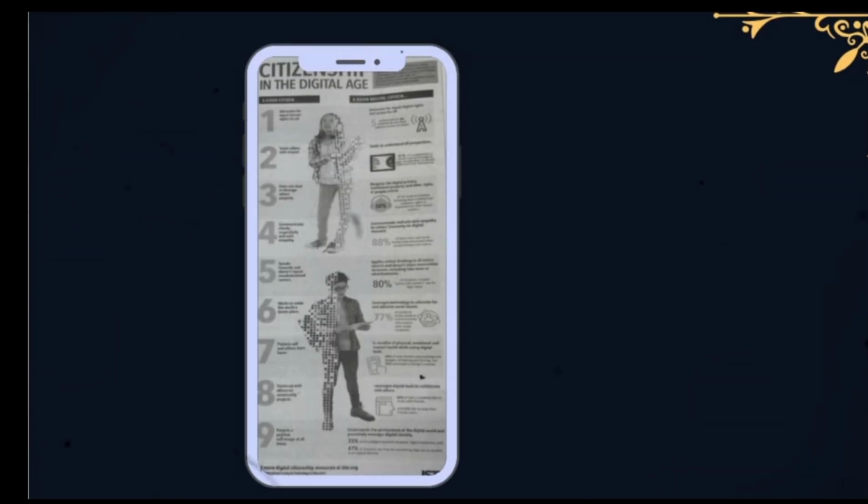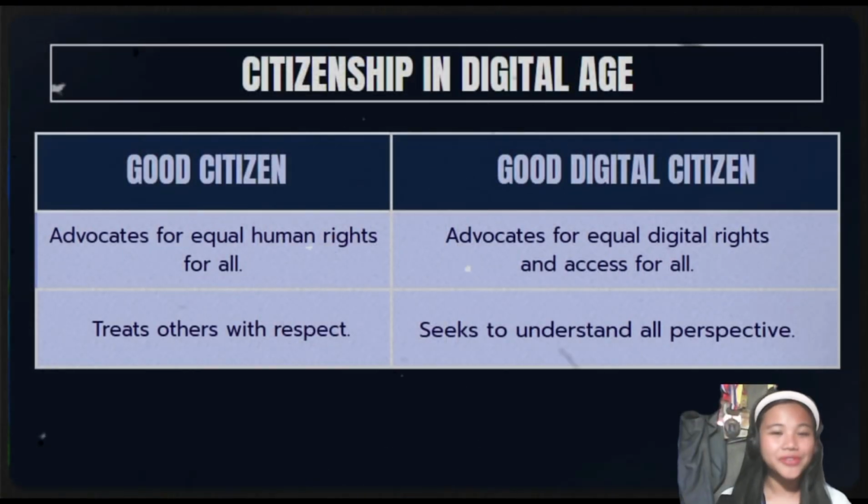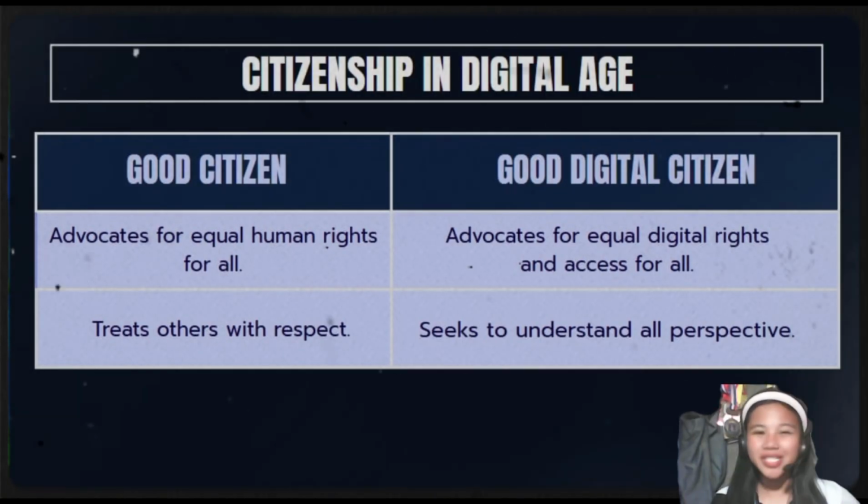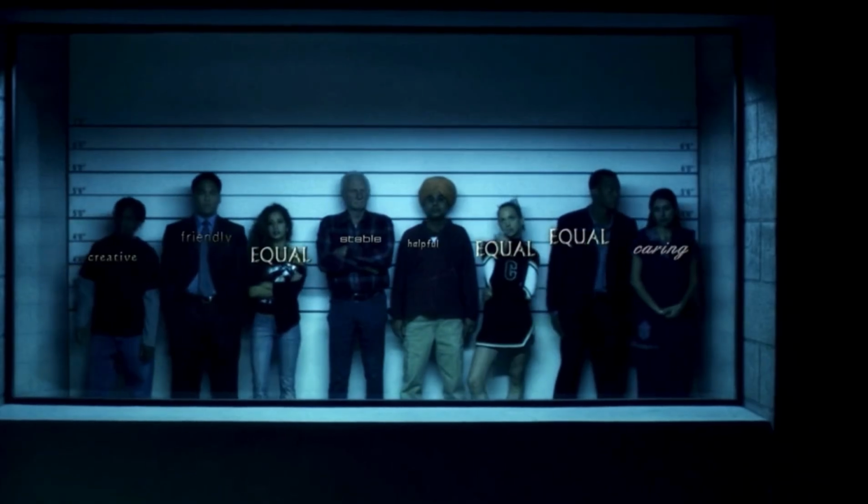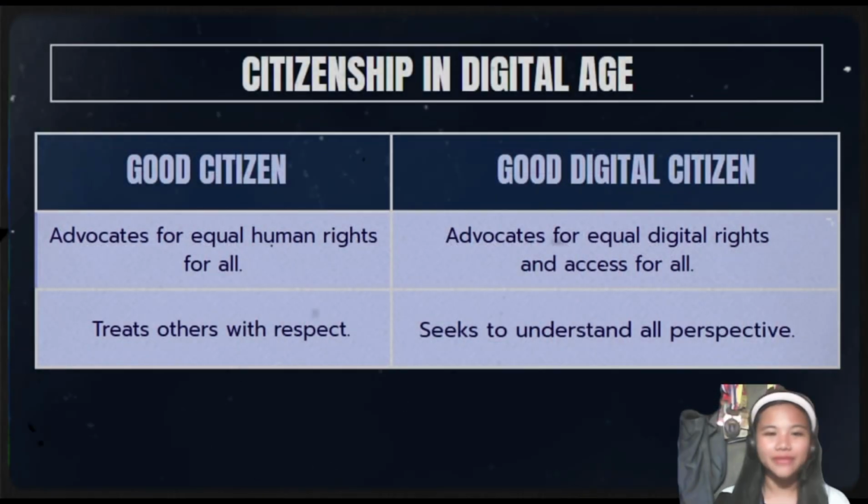Let's learn about citizenship in the digital age. This chart shows how being a good person in real life is just as important as being responsible online. It compares the actions of a good citizen with those of a good digital citizen. For the first one, a good citizen advocates for equal human rights for all. They believe that everyone should be treated fairly, no matter what they look like, where they're from, or what they believe in.